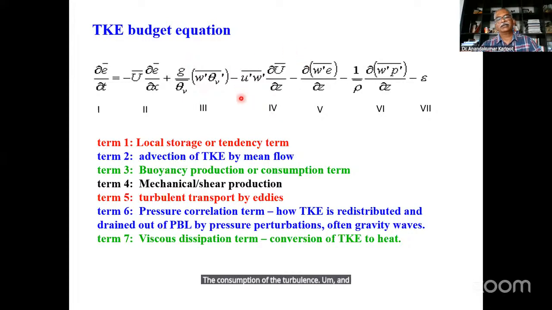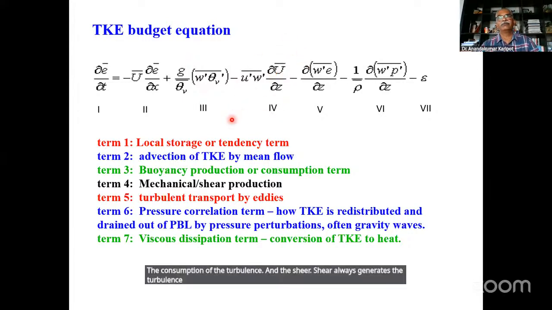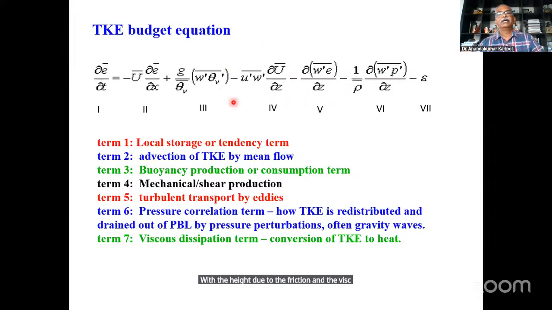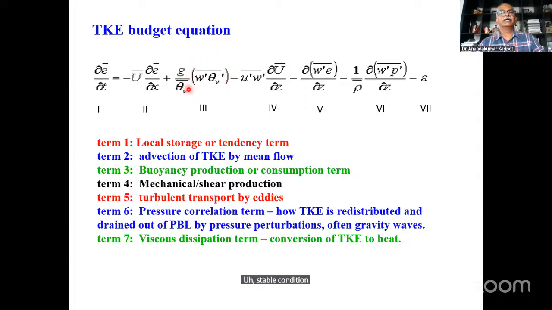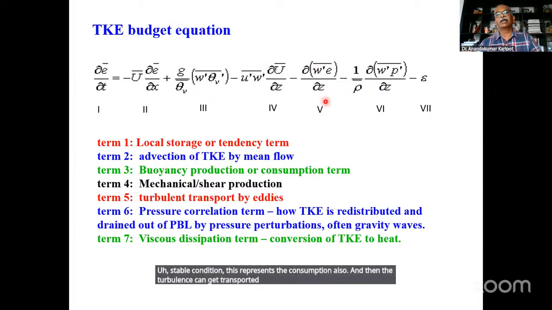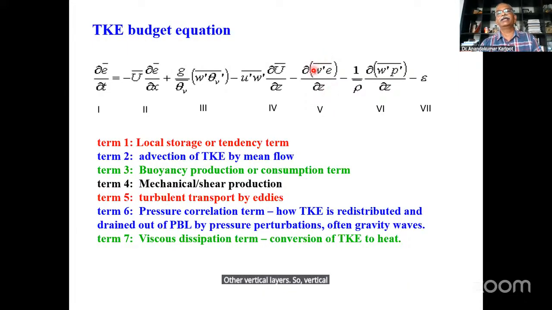And the shear always generates the turbulence. The variation of wind with height, due to the friction and the viscosity effects, there will almost always be friction in the wind. So shear in the wind can contribute to the turbulence generation. These two terms basically represent the turbulent production, and during stable conditions, the buoyancy term represents the consumption also. And then the turbulence can get transported within the boundary layer from one level to the other vertically. So vertical flux of TKE itself also can contribute to the local change.